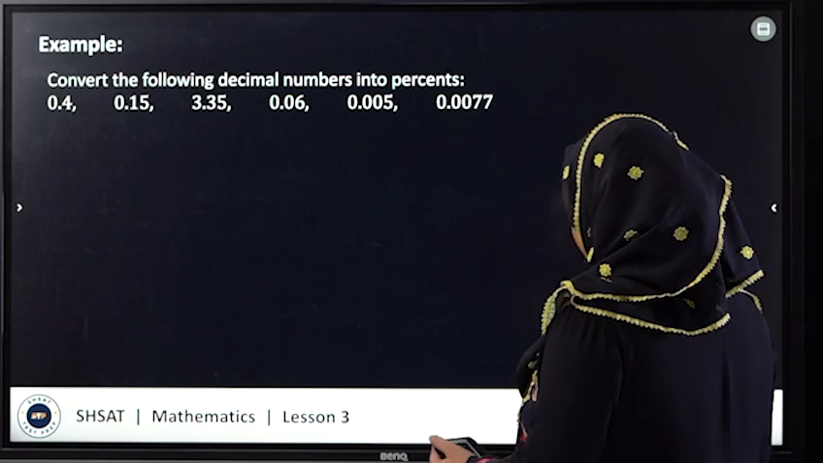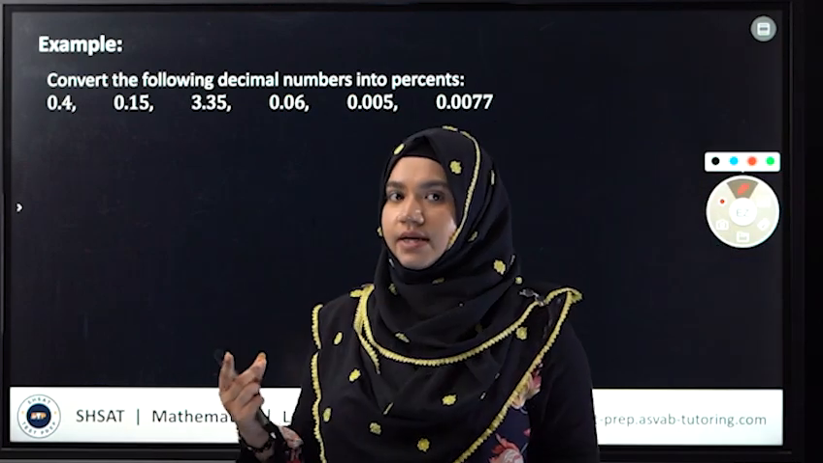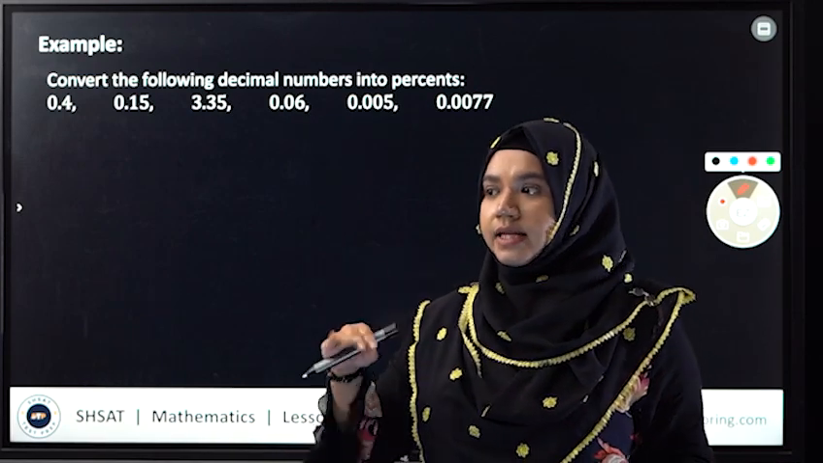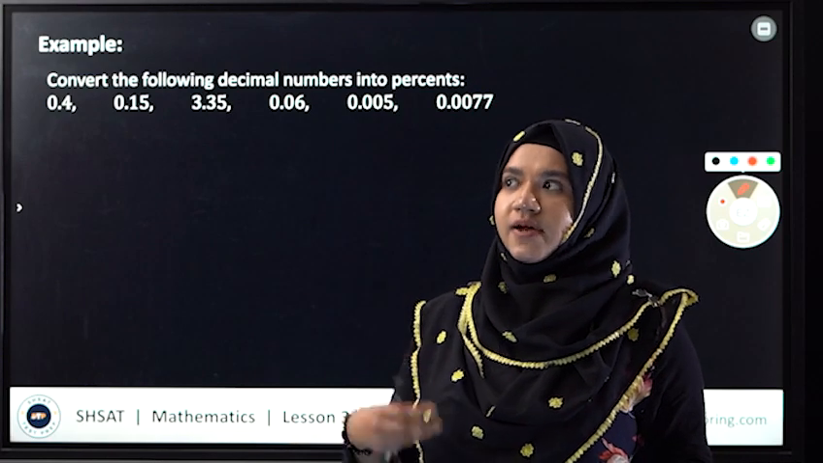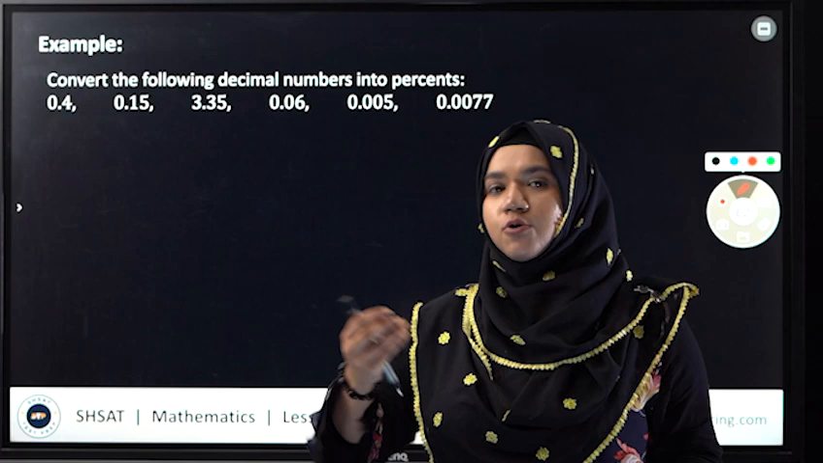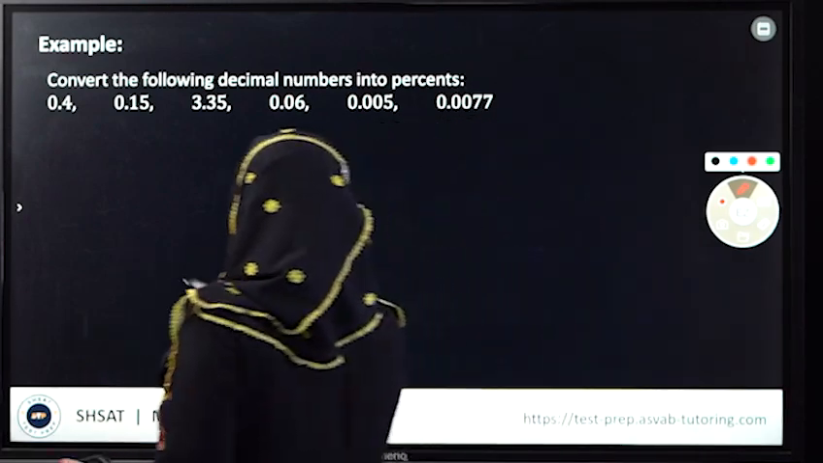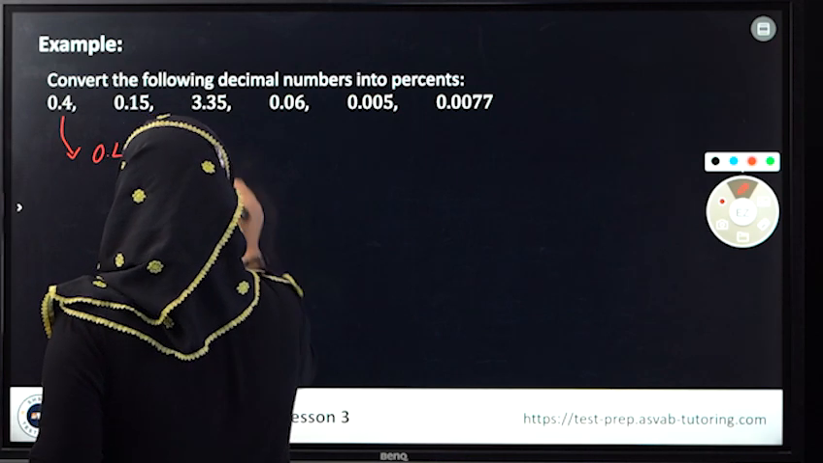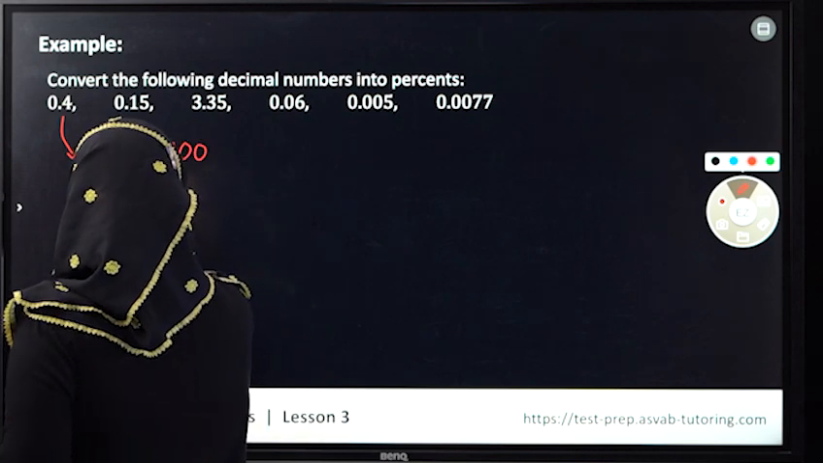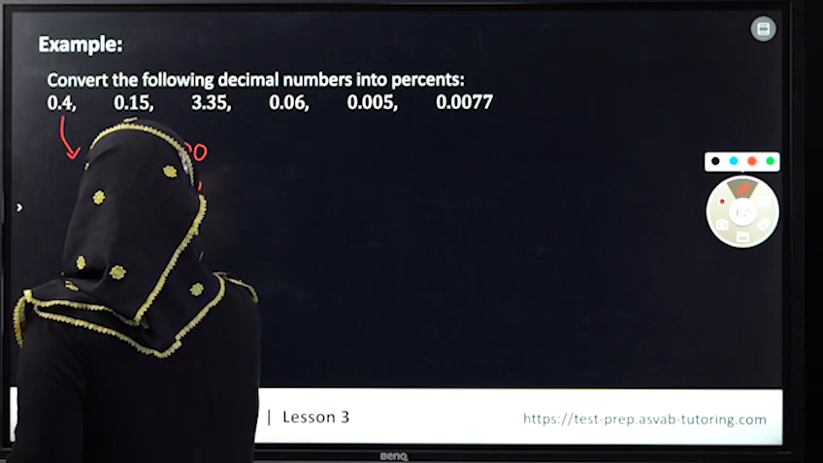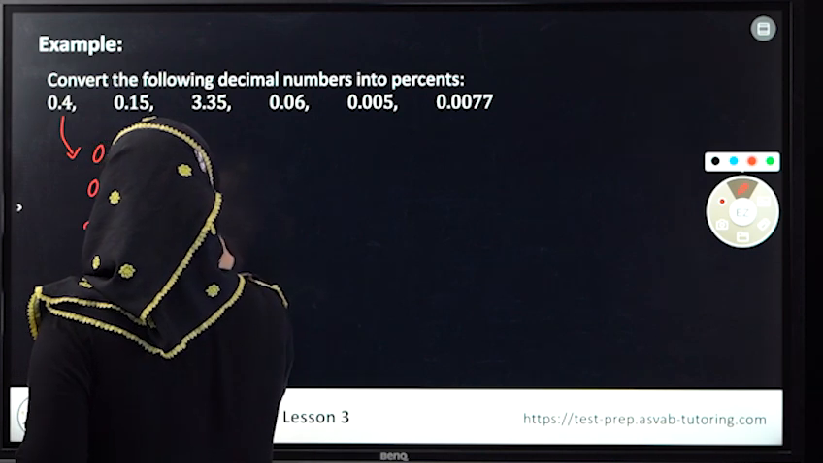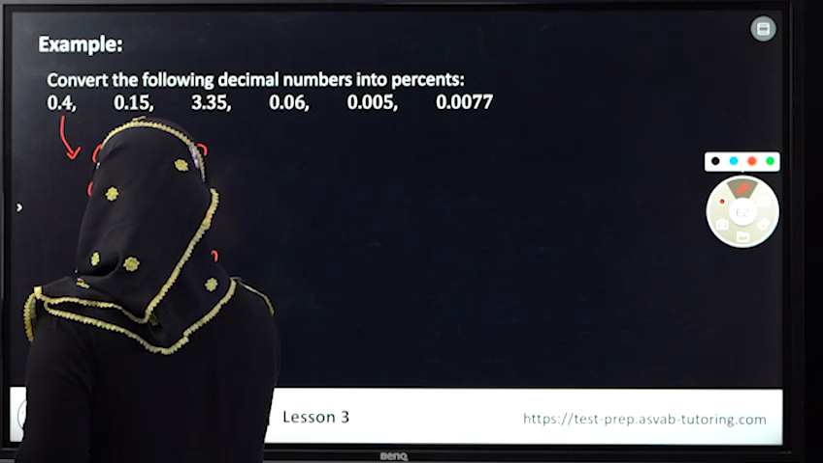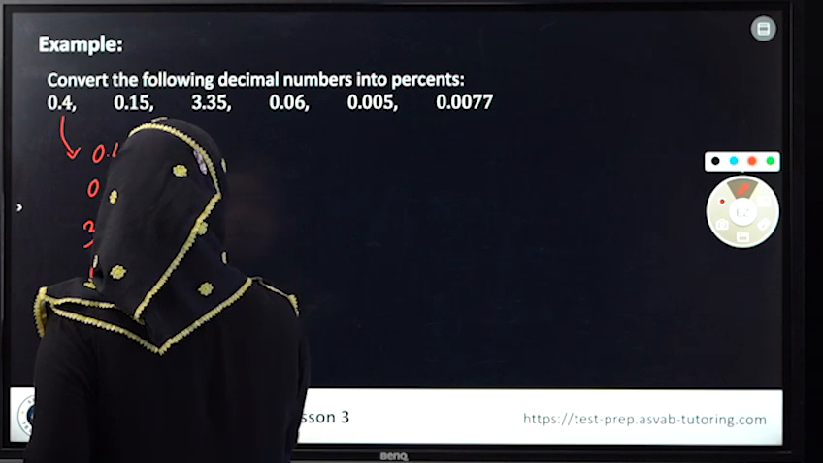Whenever we look at percents, what we see is a percentage sign, yeah? Which means that anything with a percentage sign is basically whatever it is in terms of 100. So let's say if I get 40%, that means I'm getting 40 out of 100. Okay, that's what it means. So let's try to convert them. The first step in conversion is, of course, to multiply each of these by 100. So we do 0.4 times 100, 0.15 times 100, 3.35 times 100, and I hope you get the gist. This is what we need to do for each of these values.